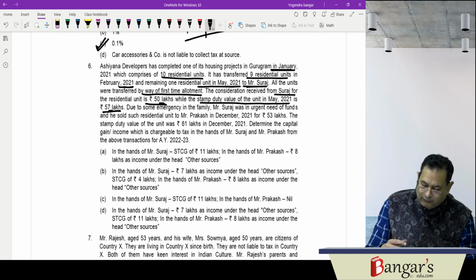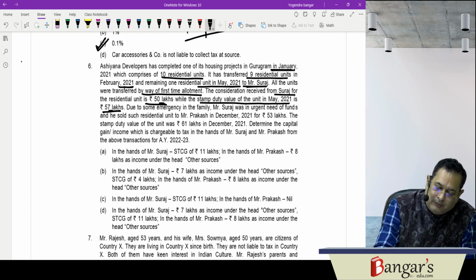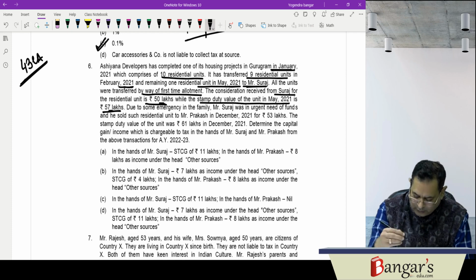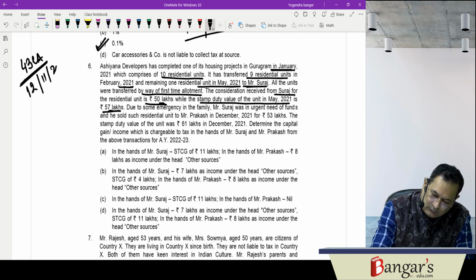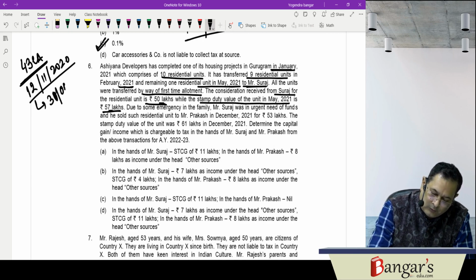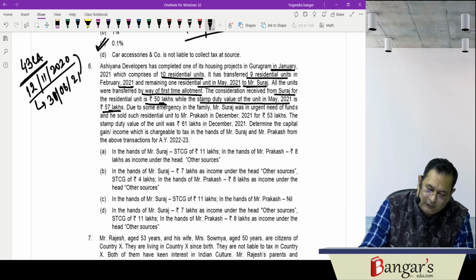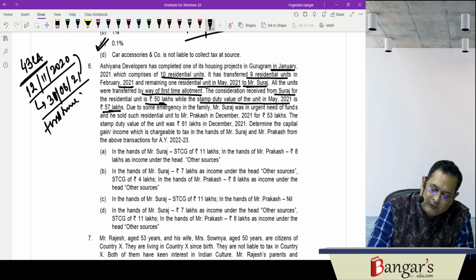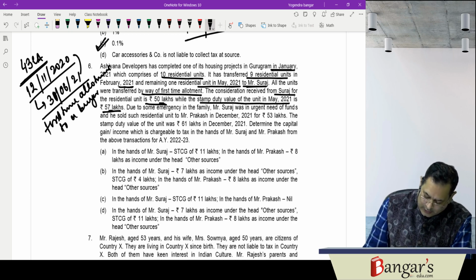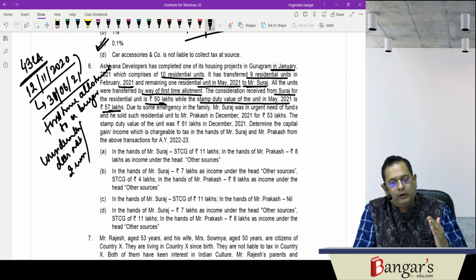Now in 43CA, an amendment has been made: if a transfer of a residential unit is made in the period from 12th November 20 till 30th June 21, during this phase, because of COVID, and the transfer is by first time allotment to a buyer of the residential unit, and the consideration does not exceed 2 crores, this amendment applies for this transitional phase.